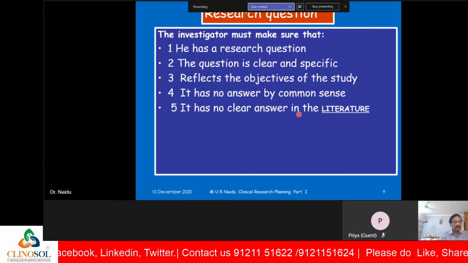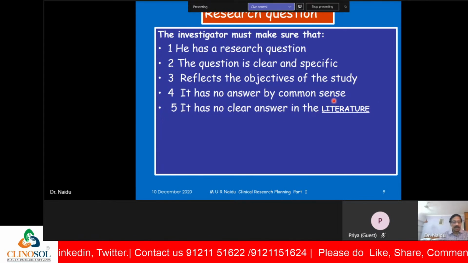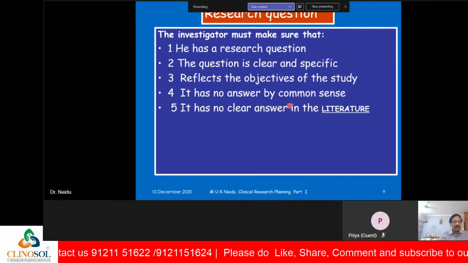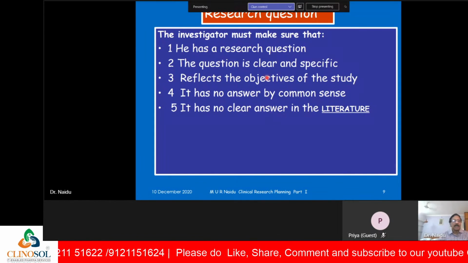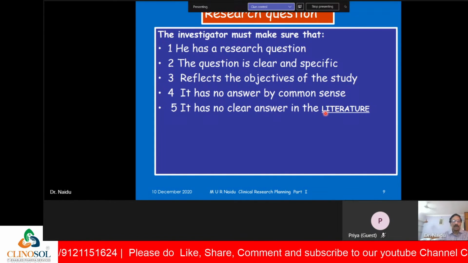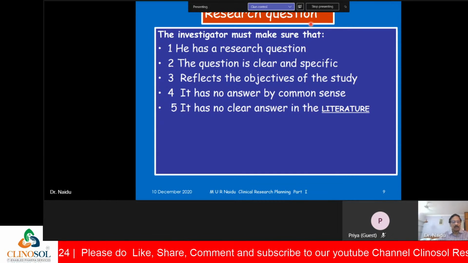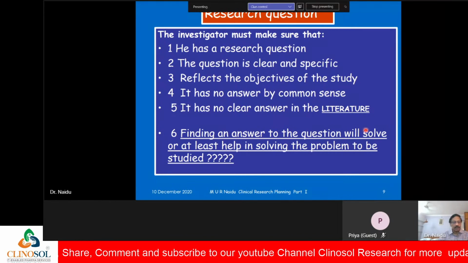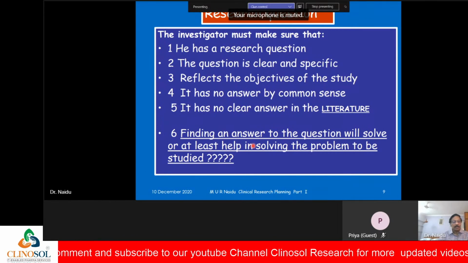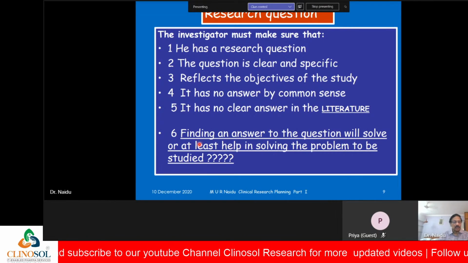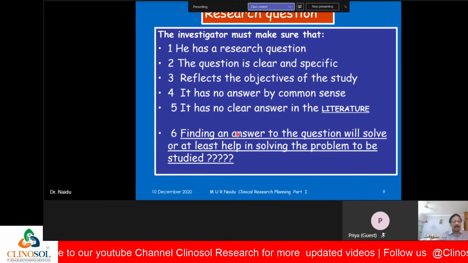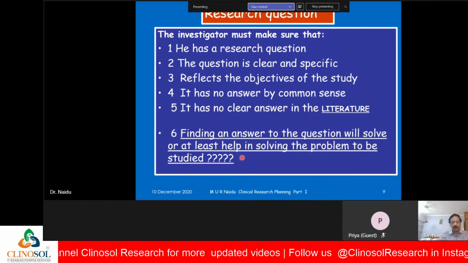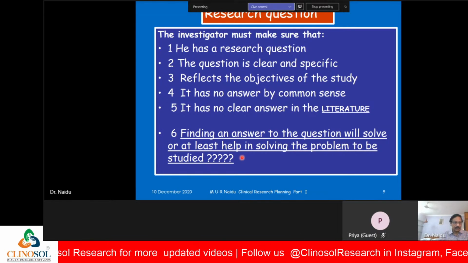It has no clear answer in the literature. I told you that literature survey is very important, and in the literature survey you should clearly see that there is no clear answer to the question you are thinking of. This is one of the very important things for selecting a question. Finding an answer to the question will solve, or at least help in solving, the problem of the study. So selecting a correct question is very important for the benefit of the medical fraternity.